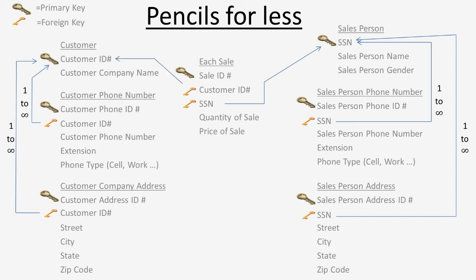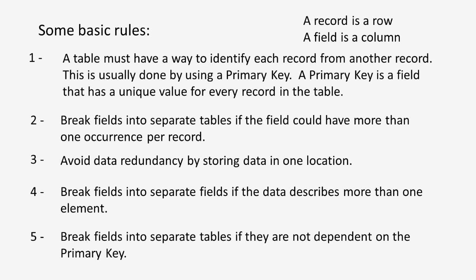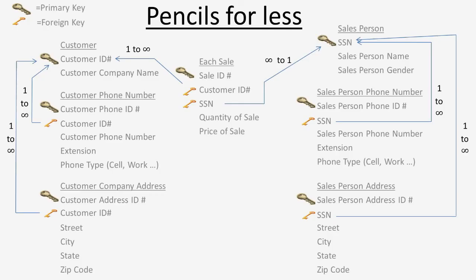And the relationship on the right is a many-to-one relationship, and the other relationship is a one-to-many relationship. Now we pretty much have all of our data set up correctly, but let's go back and check our rules and make sure we're doing everything correctly. Rule number 1, a table must have a way to identify each record from another record. This is usually done by using a primary key. All of our records have primary keys, so we are fulfilling that rule.